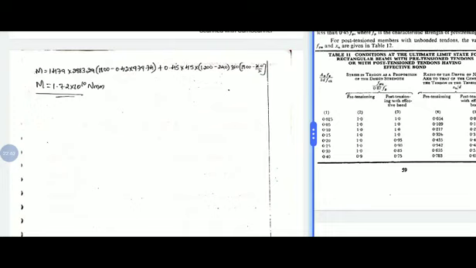So these are a few examples with respect to analysis of flexural strength of prestressed members. In later classes we will discuss the design of flexural members. Thank you.